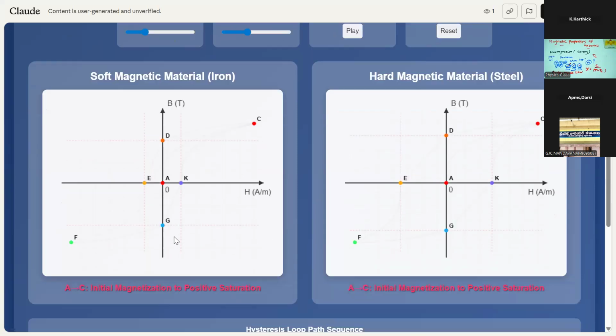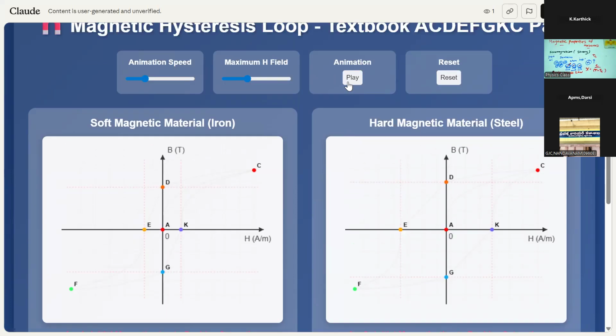So first of all, we have to know the retentivity, that is BR. Look at the screen, which is A to C. And after reaching C, it runs back to D. At D, H is equal to 0. In the y-axis, the x-axis value is 0. At D only the B value is there, but H is equal to 0. So we magnetize the material to saturation. That is point C. Point C is the saturation point.